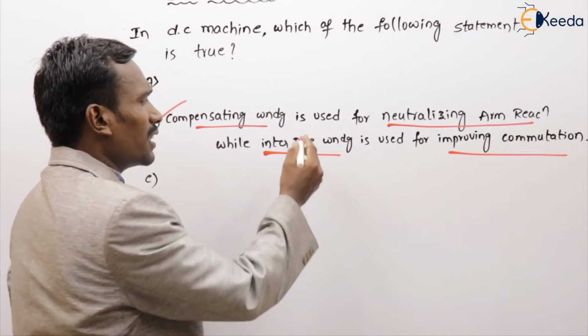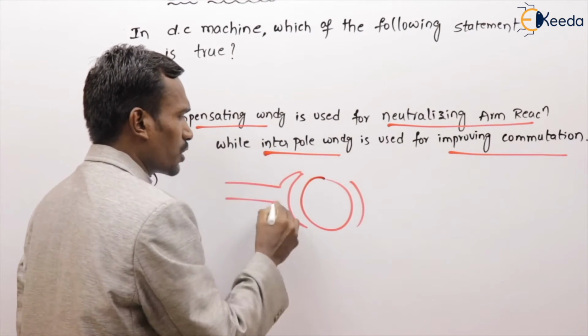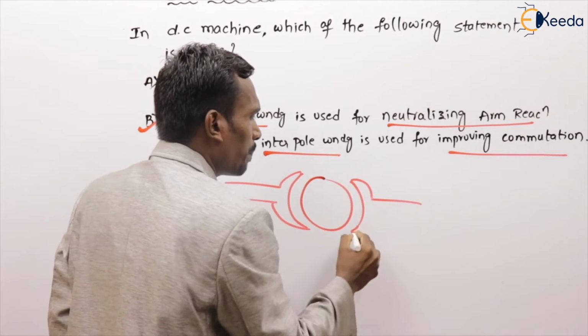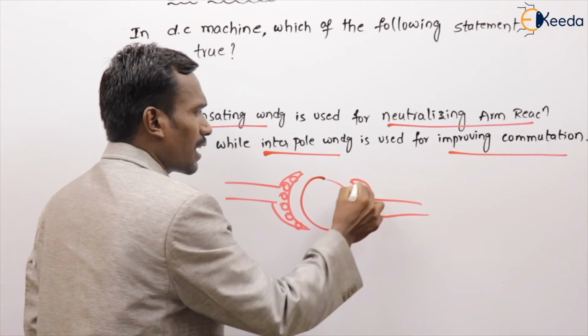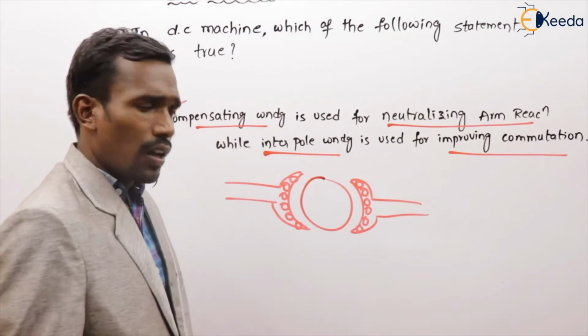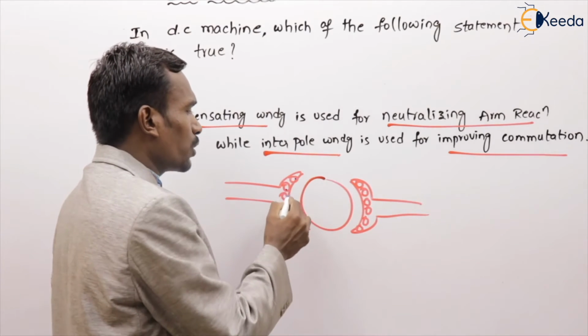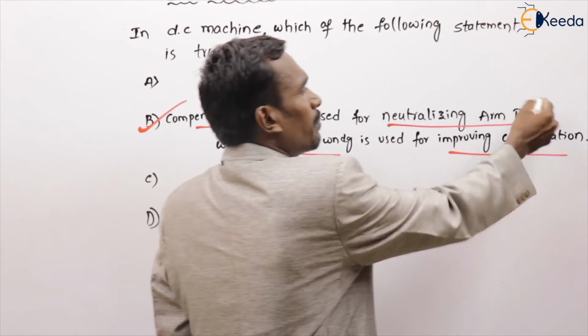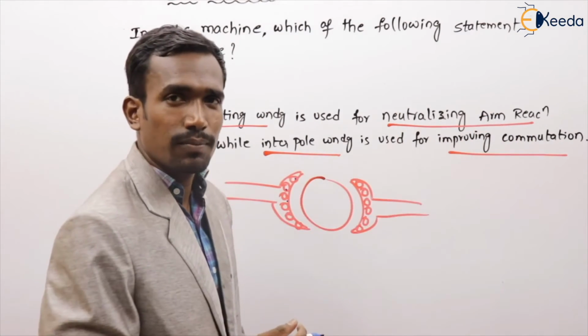Why, sir? Generally in a DC machine, we are using compensating winding, which is placed under the pole shoes. This compensating winding is used to eliminate the armature reaction, used to neutralize the armature reaction.